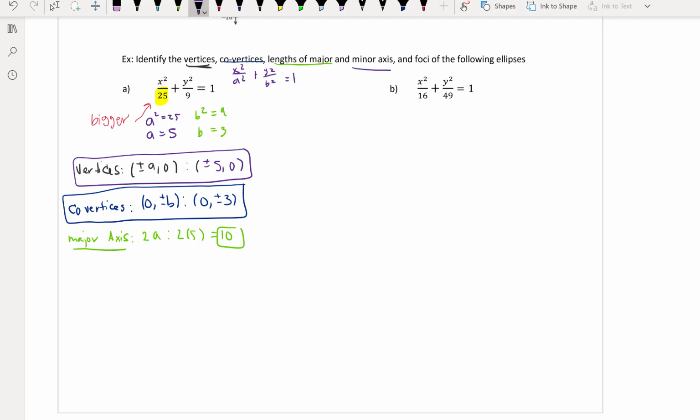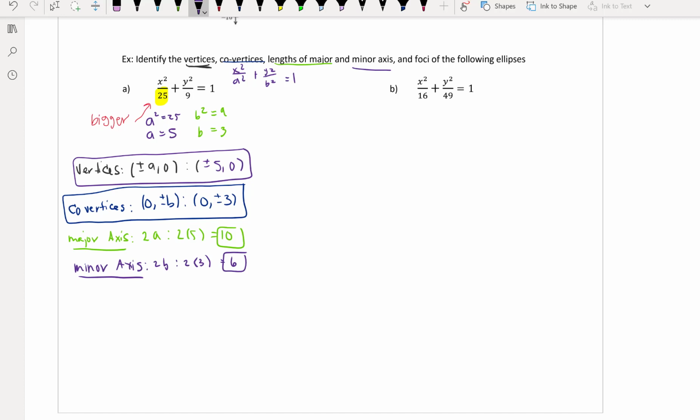Now I want the minor axis. The minor axis is going to be 2b. So 2 times my b value, which is 3, is equal to 15. Sorry, 2 times 3 is really 6. There we go, that makes more sense. Your minor should definitely be less than your major. That's a good thing to check there. Your minor should be less than your major, so 6 should definitely be less than 10.